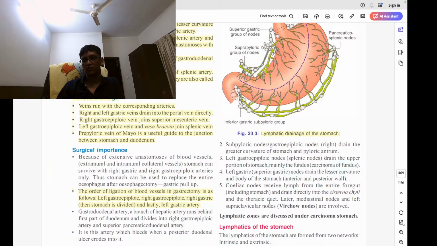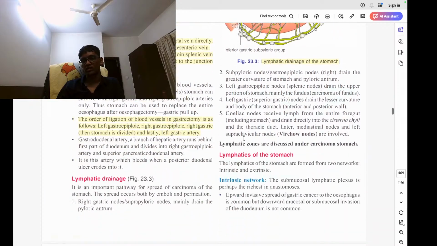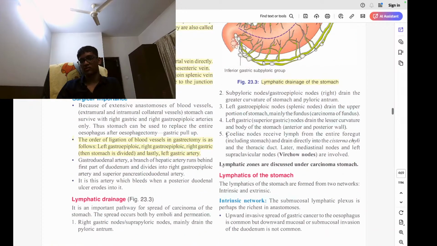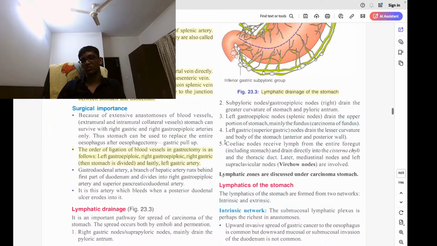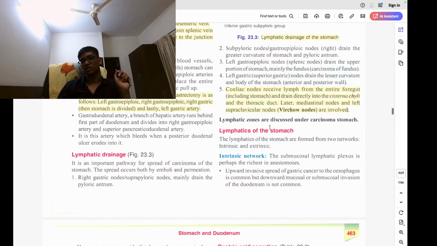Celiac nodes receive lymph from the entire stomach. I think this is the only important point. Yeah, left gastric, superior gastric. You don't remember all of this. This is the only thing, which drains directly into the cisterna chyli and the thoracic duct. Later, mediastinal nodes and left supraclavicular nodes are involved. Yes, okay. They'll again discuss whatever is important in carcinoma of the stomach.